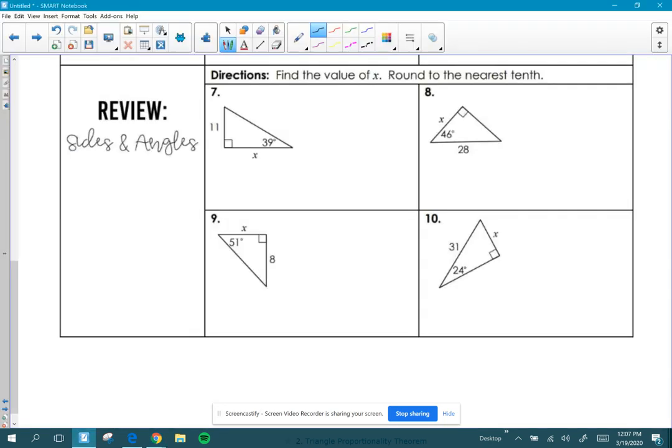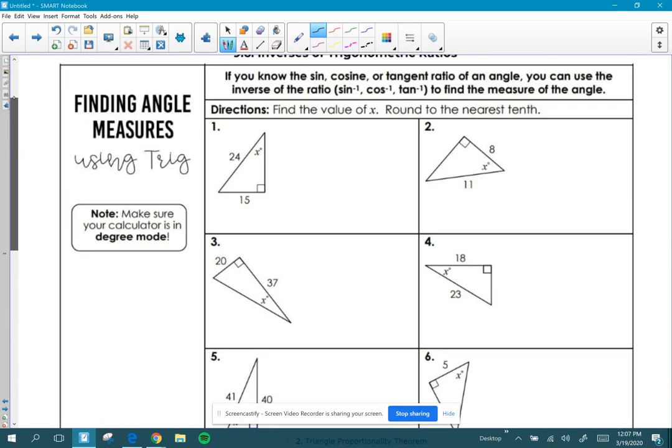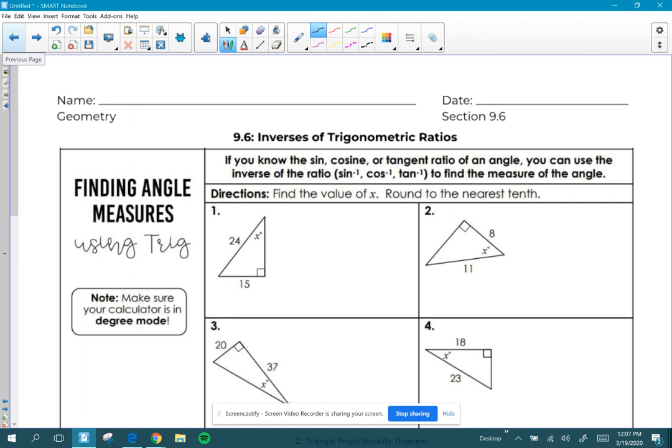Hi guys. Today we're going to talk about section 9.6, inverses of trigonometric ratios. This is actually our last lesson for trigonometry as a whole, so we're almost done with chapter 9. We're almost going to sum it up, close it, and be done with it forever. But first, we need to talk about the inverses of trig.